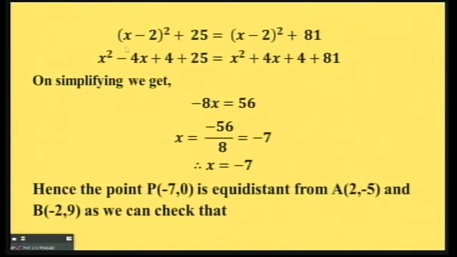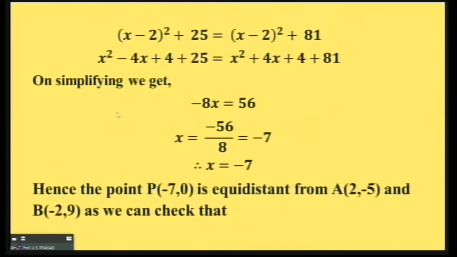Expand both the sides. We will get x square minus 4x plus 4, just by using the (a minus b) whole square formula, that is a square minus 2ab plus b square, plus 25. Similarly, this side also, again that plus is missing actually. It is actually x plus 2. x square plus 4x plus 4 plus 81.